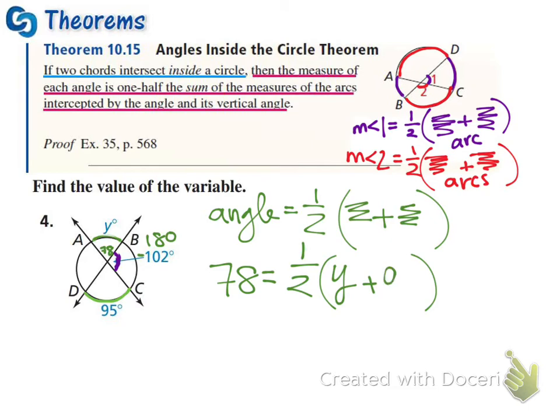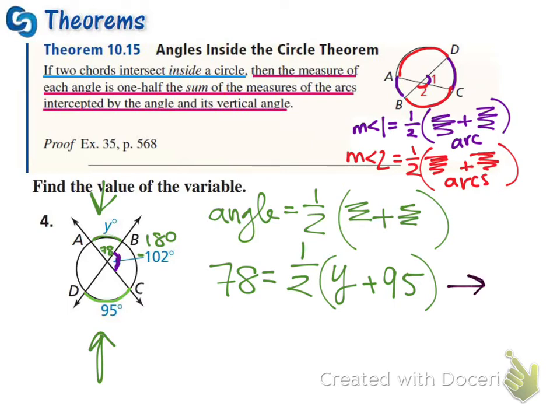Y and 95. 102 is an angle, not an arc. And remember, they have to be across from each other because they're formed by vertical angles. So I would not distribute. A lot of people want to distribute. I would not. Here's what I need you to know so that you can do this properly.